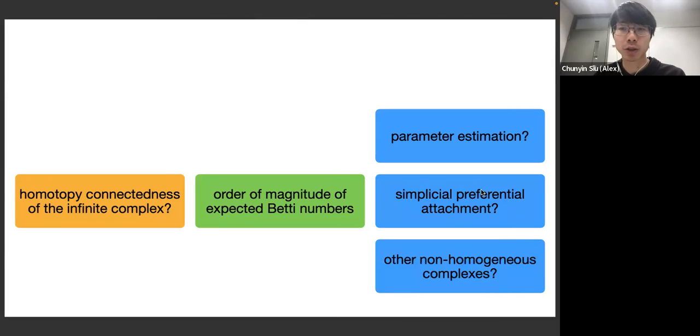And finally, it's interesting to look at other non-homogeneous models. This is one non-homogeneous model, and there are many others. For example, there's the stochastic block model. I think very few people have looked at it, and it'll be interesting to see how the topology behaves.